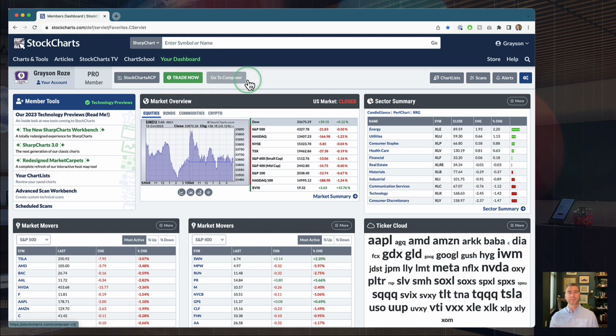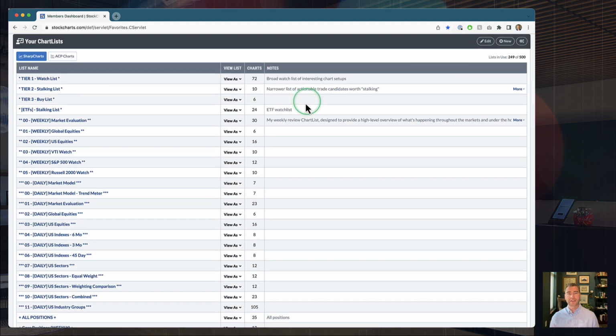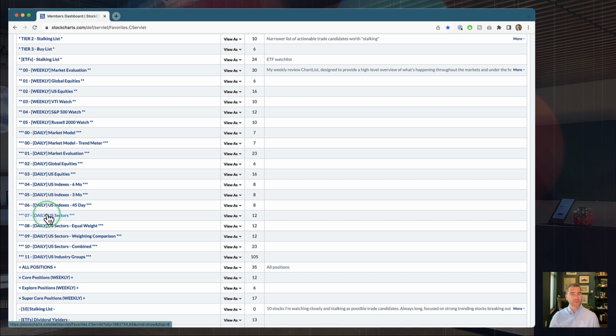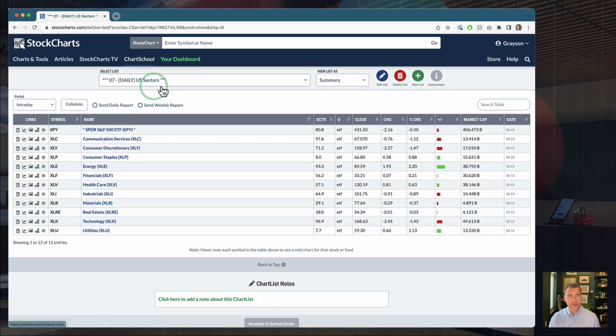Of course, if you are a StockCharts member, you have access to the members dashboard. Once you come here, you can create chart lists in your account. So for instance, I have a chart list that I like to look at almost every day. That is my sector chart list. You can see this has all of those different sector ETFs in the market.